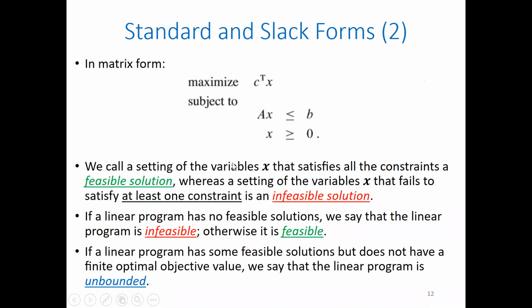Obviously, if you find solutions, there will be multiple solutions for X, because many of the solutions will satisfy this constraint, and those solutions are known as feasible solutions. If I ask you to find one feasible solution for an LP problem, it doesn't mean that I want you to find the global optimal solution. Any solution will do. If I go back to the graph that we drew earlier.